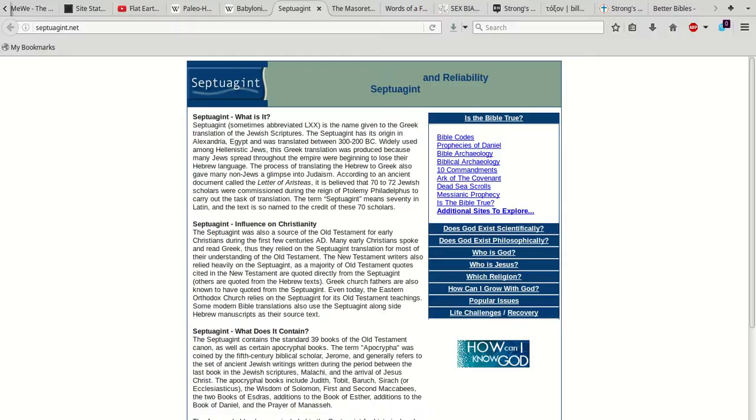So even though we have a discovery of the Dead Sea Scrolls that put back the evidence for the Hebrew text a few centuries earlier, it really didn't touch on or correct in any way these changes. They had happened before that.